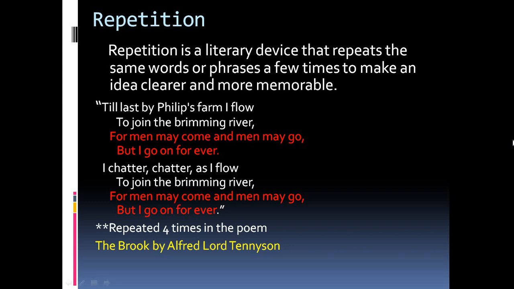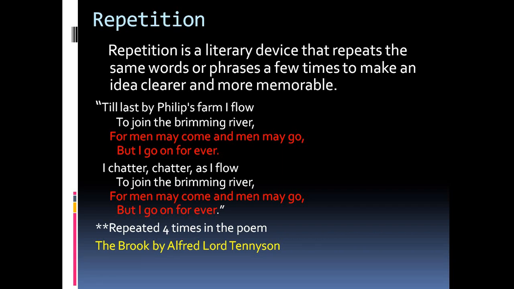Till last by Philip's farm I flow. I is personified here. Okay, so let's not go to that now. Till last by Philip's farm I flow, to join the brimming river, for men may come and men may go, but I go on forever. I chatter as I flow, to join the brimming river, for men may come and men may go, but I go on forever. So you can see that the 2 lines, for men may come and men may go, but I go on forever, have been repeated 4 times.